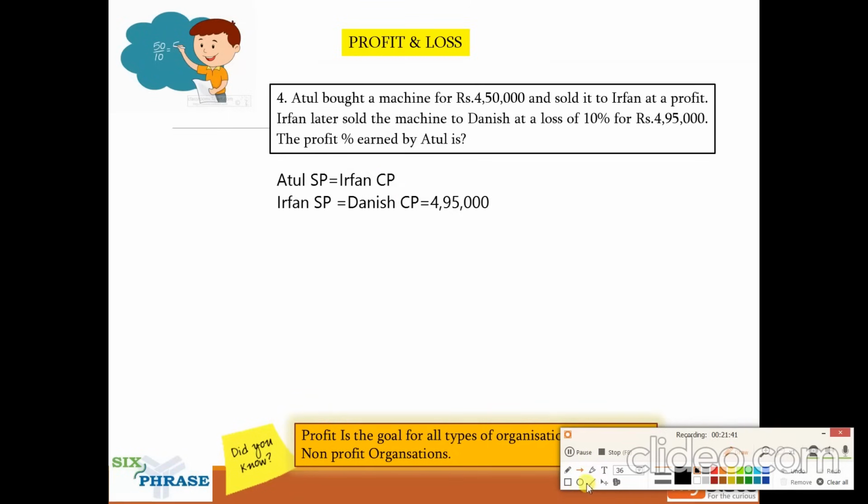Now, in the question, guys, what we are asked to find is the profit percentage earned by Atul. You know the cost price for Atul. You just have to find the selling price for Atul. If you find this, because you already have the cost price, using these two things you can find the profit percentage. So our aim is to find Atul's SP.